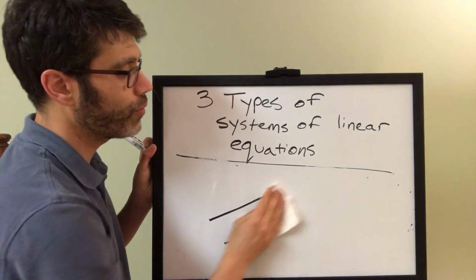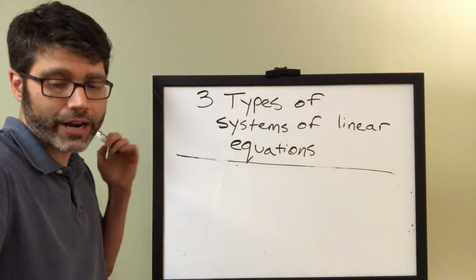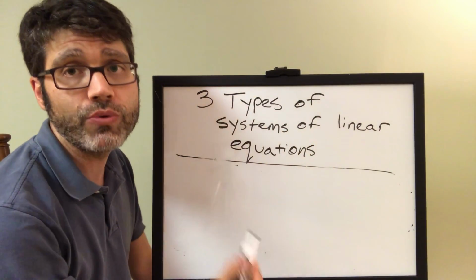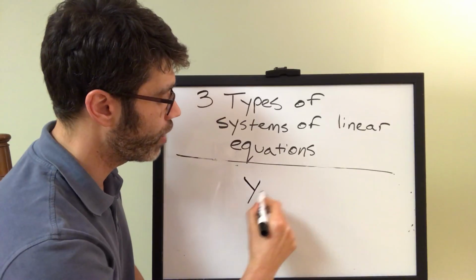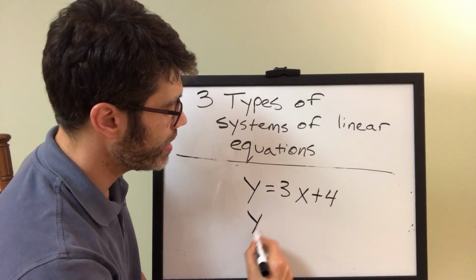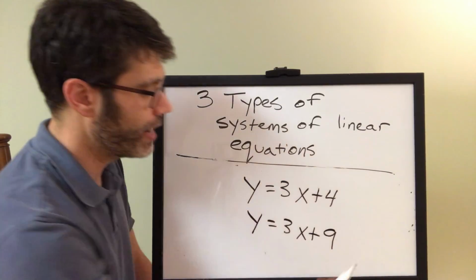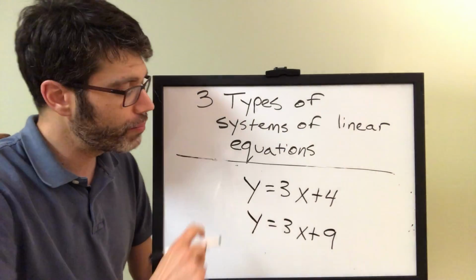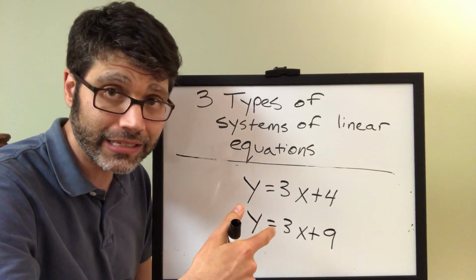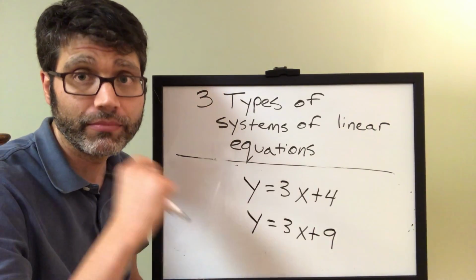However, let's say that we're not using a graphic example. All right, let's say we're using an algebraic example. Let's say I write two equations of two lines, y equals 3x plus 4 and y equals 3x plus 9. All right, I'm not showing you any pictures, but you should be able to tell me, is this a consistent or inconsistent scenario, and is this an independent or dependent scenario?